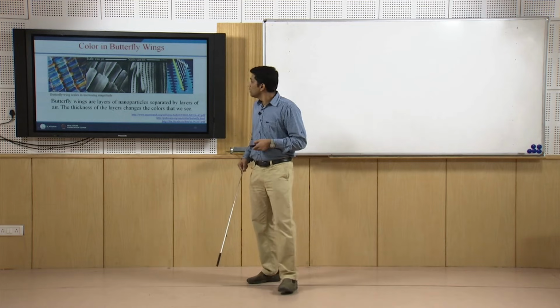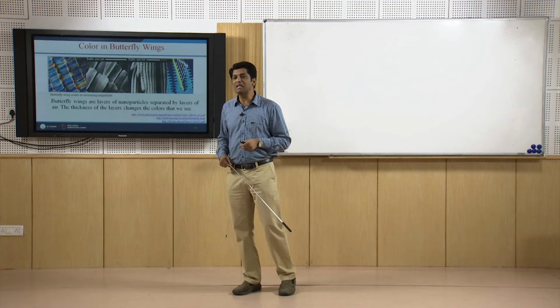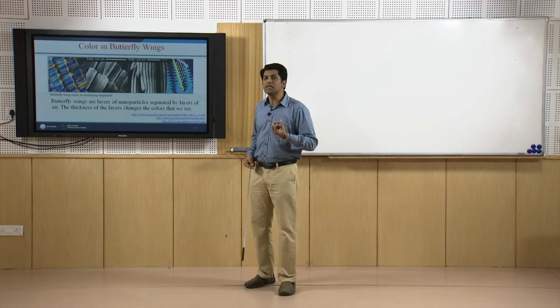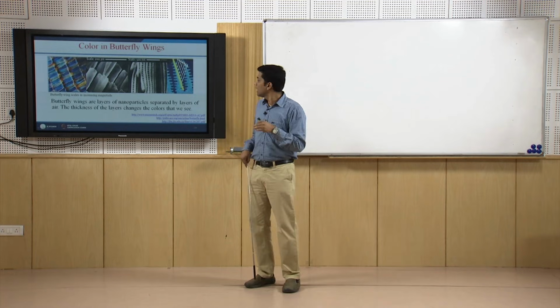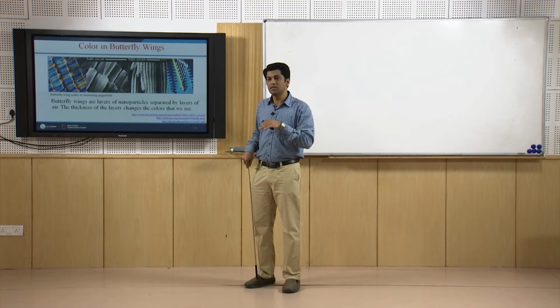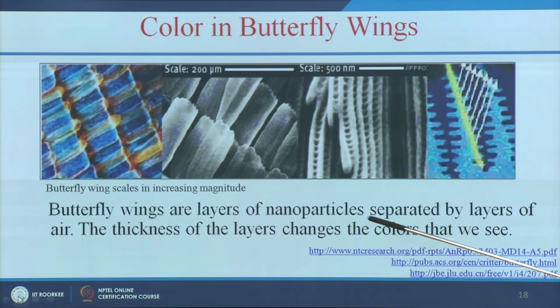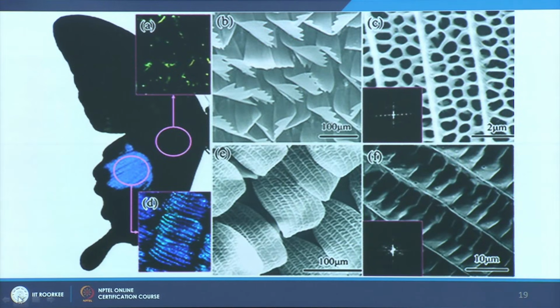Okay. So let us see some simple examples. You might have seen butterfly wings, they have a lot of beautiful colors. So what is the reason for these beautiful colors? If you look, again it is nanoscale arrangement. So what is the nanoscale arrangement? The butterfly wings are layers of nanoparticles separated by layers of air. So the thickness of the layers changes the color that we see. When you see butterfly wings under the electron microscope, you will get this kind of nanoscale arrangement.